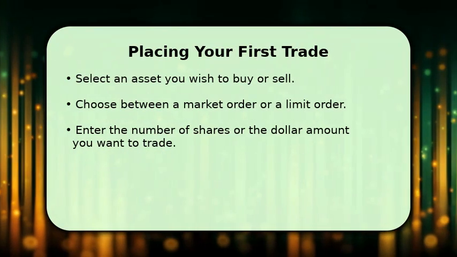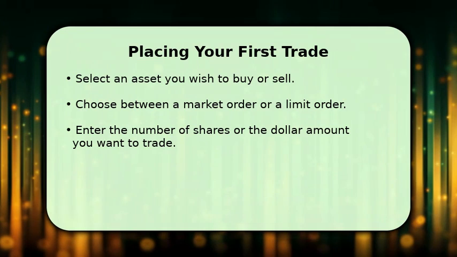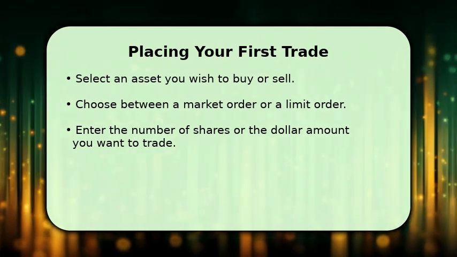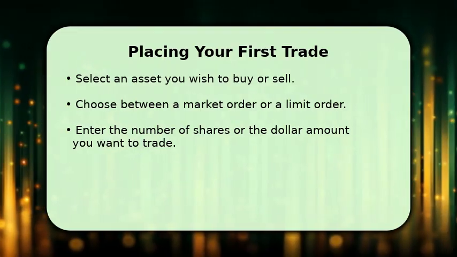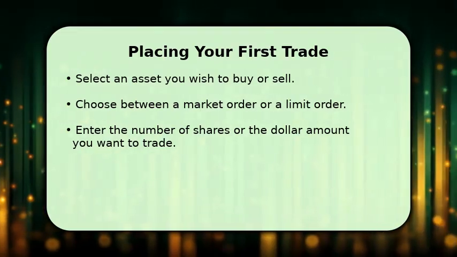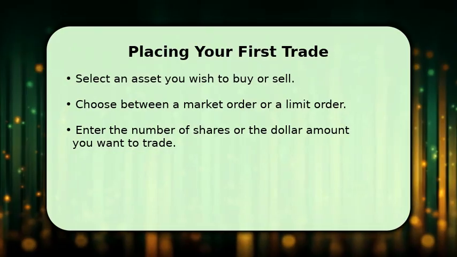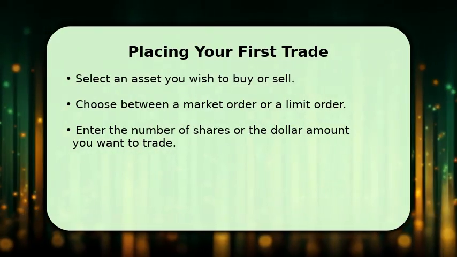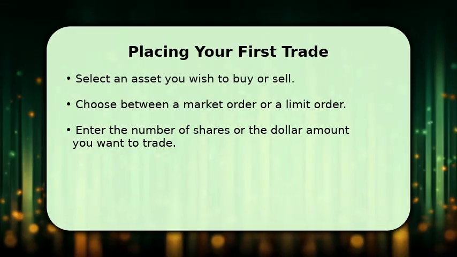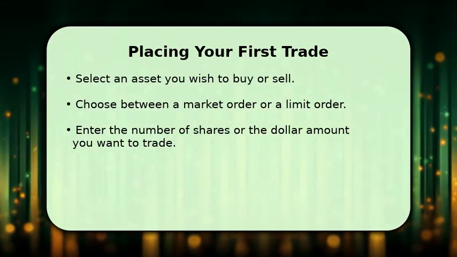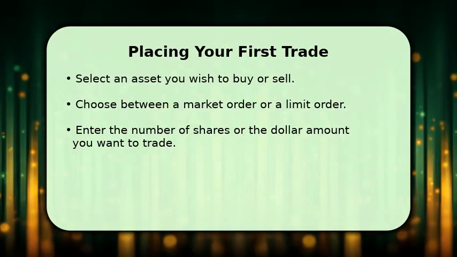To place your first trade, simply select the asset you wish to buy or sell. You'll then choose your order type, such as a market order for immediate execution or a limit order to set a specific price. Enter the exact number of shares or the dollar amount you intend to invest. Always take a moment to carefully review all your order details before confirming the trade, ensuring everything is correct.